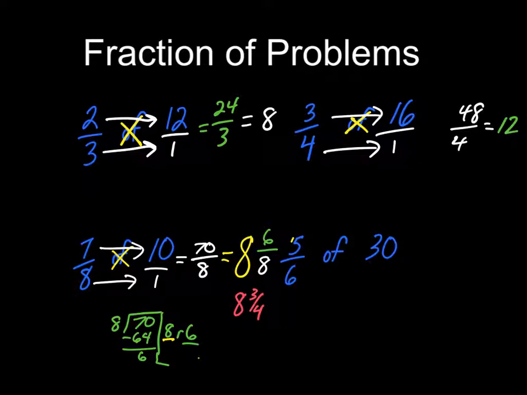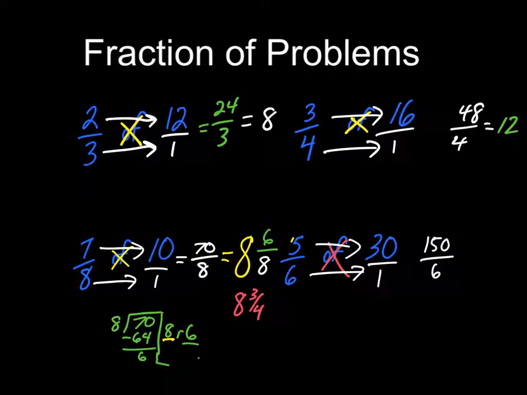And our final question here is 5/6 of 30. Of means times. We multiply straight across. Put that 1 in there. We get 150 over 6.